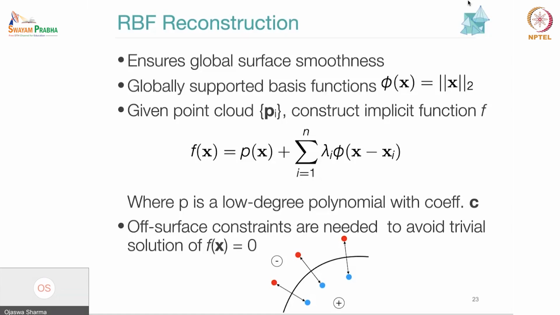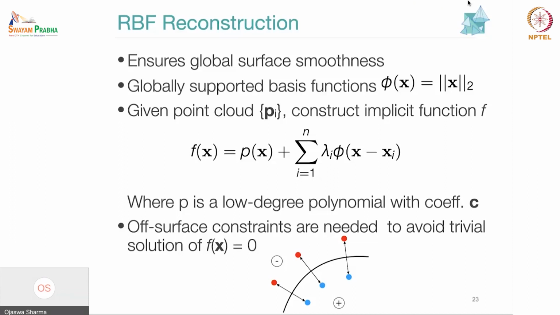So f(x) is a polynomial p(x) plus a combination of RBF functions defined around each point p_i. There is some abuse of notation here: I think this point cloud p_i should be x_i. Please read it as x_i, because in the expression below I made a typographical error here.